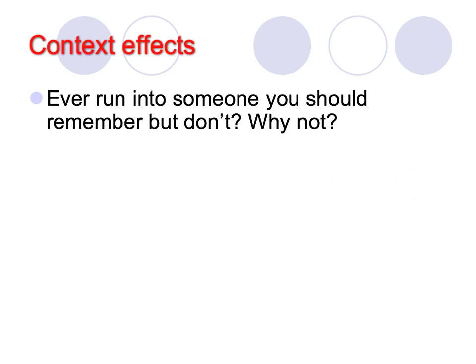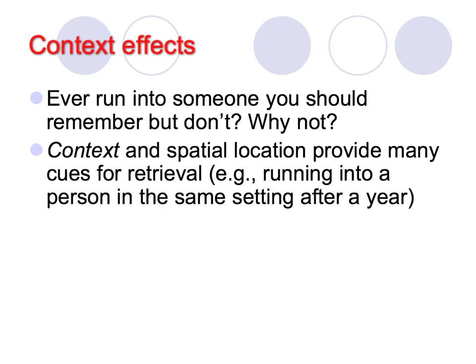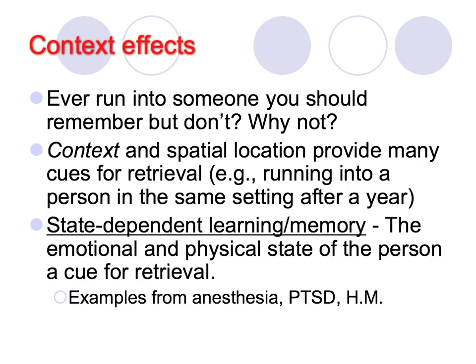So have you ever run into somebody that you thought you should remember, but you didn't? For example, you had class with them every single day, and then you ran into them somewhere else in the city, not at York College, and you can place a face, but you can't remember the name. Why in the world do you think this happens? Well, context and spatial location provide many cues for retrieval. So while you're in the classroom with somebody, you're so used to that person being at school that you make a very close association with them being at school, but you don't remember them in other contexts. And so without the appropriate cue, it becomes difficult to remember their name.